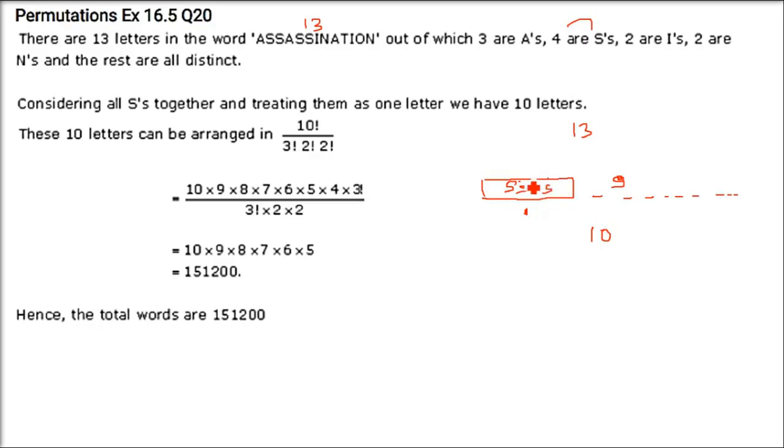Now 10 arrangements, 10 taking all at a time. The SSSS is 1 position, so 9 plus 1 is 10 positions. Now you have to arrange them, 10P10. Now what is the repetition? S you have already taken, so you don't have to worry about S. 3 A's, so factorial 3, and then 2 I's, and 2 N's, so factorial 2 you divide, and when you solve it, you are going to get 151200.